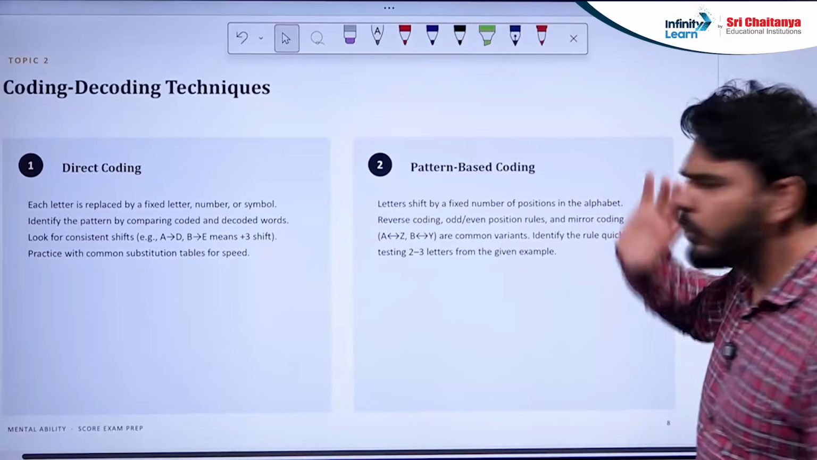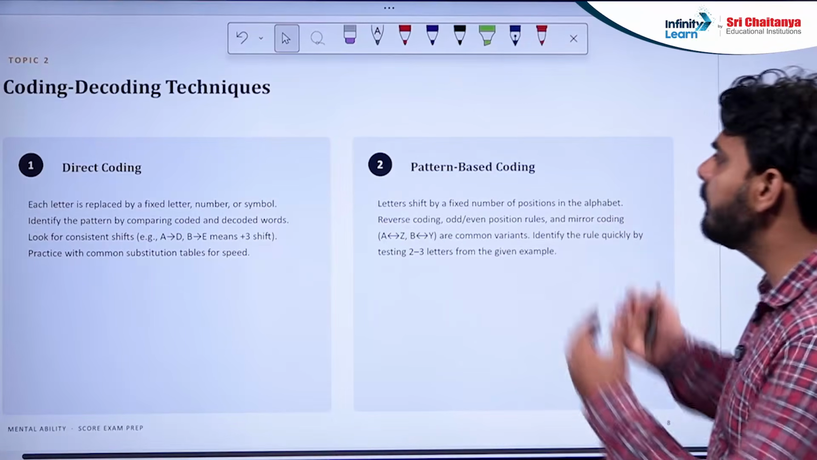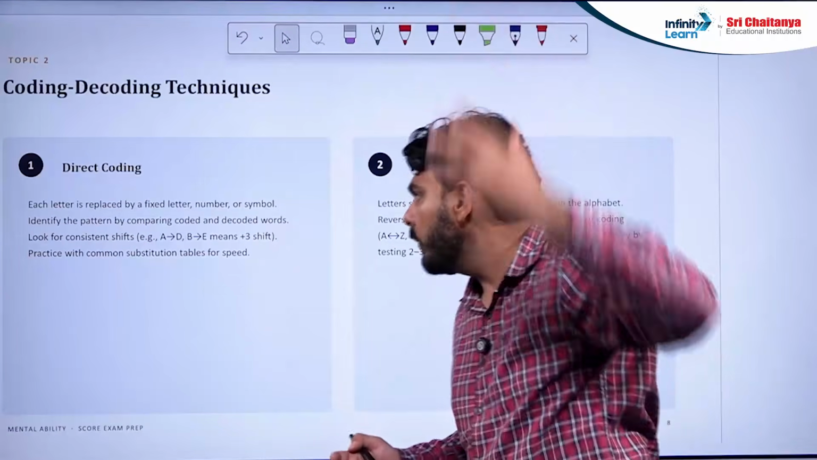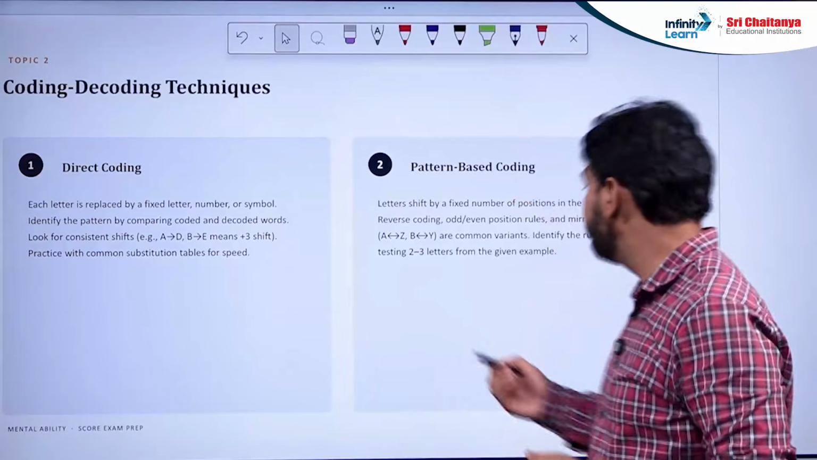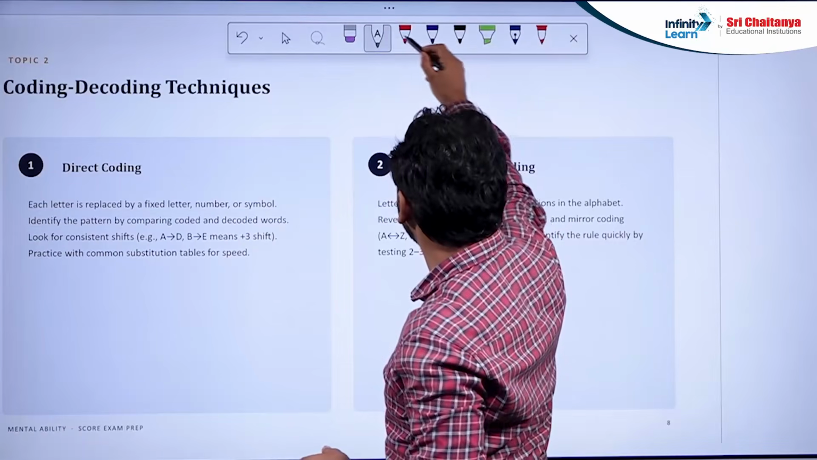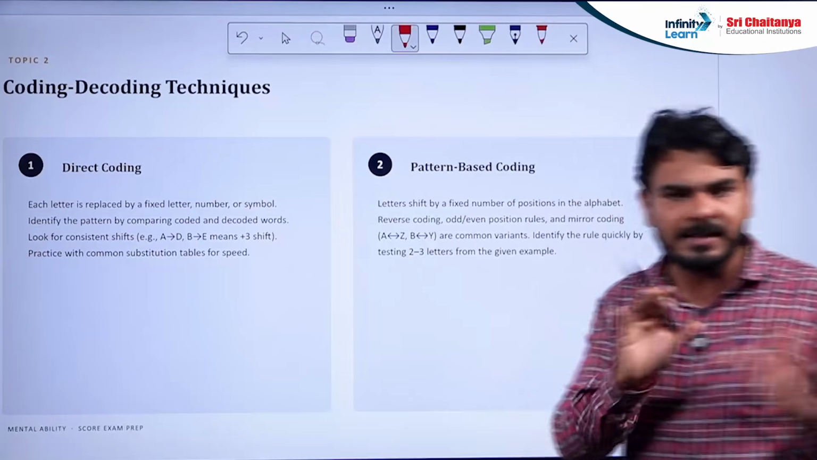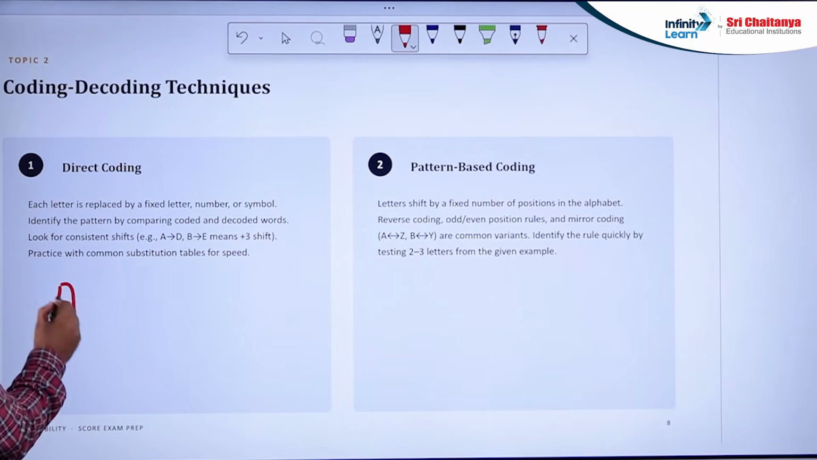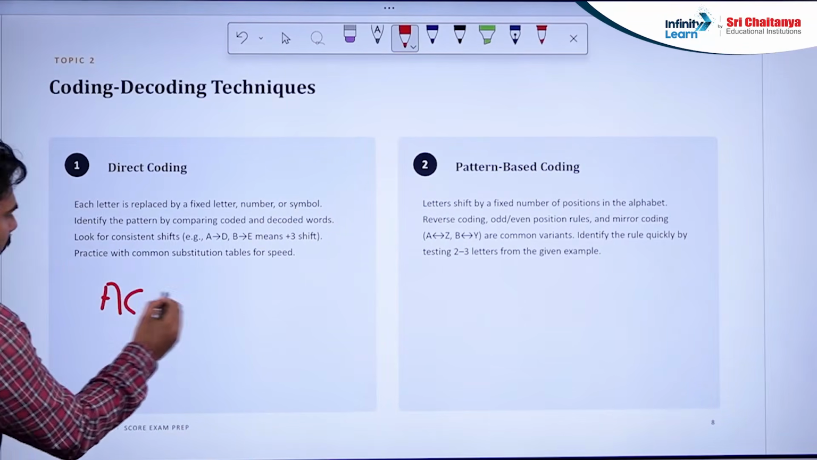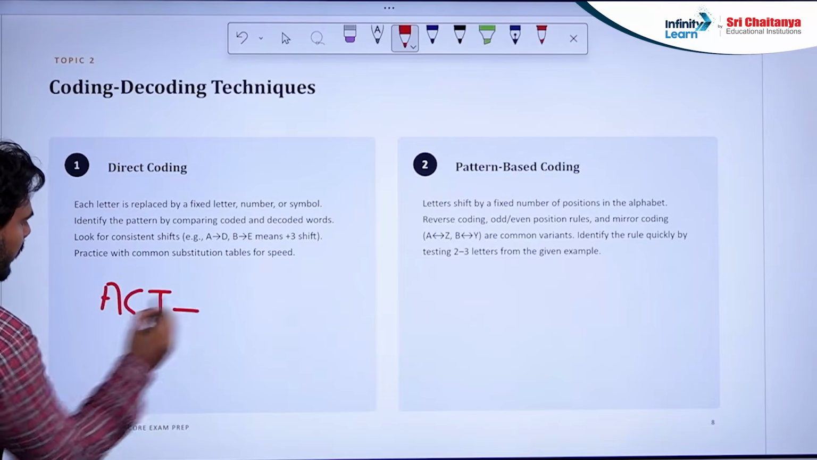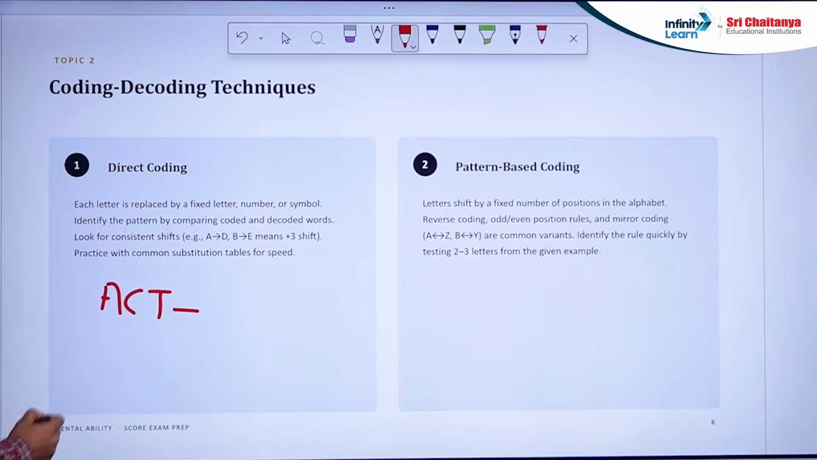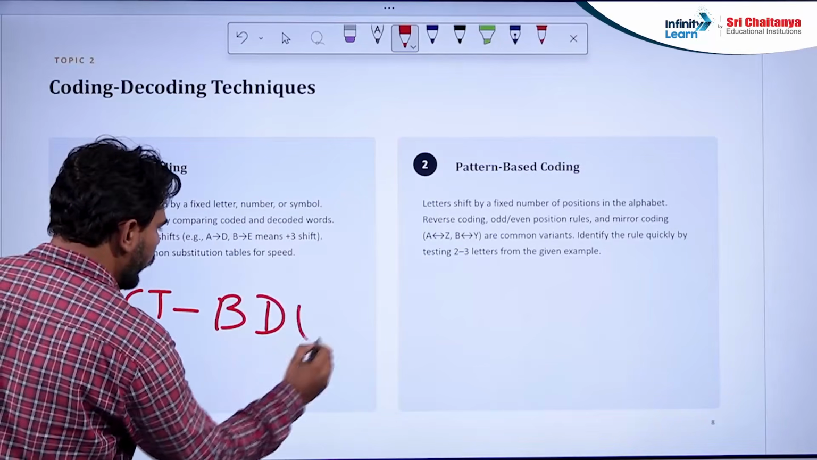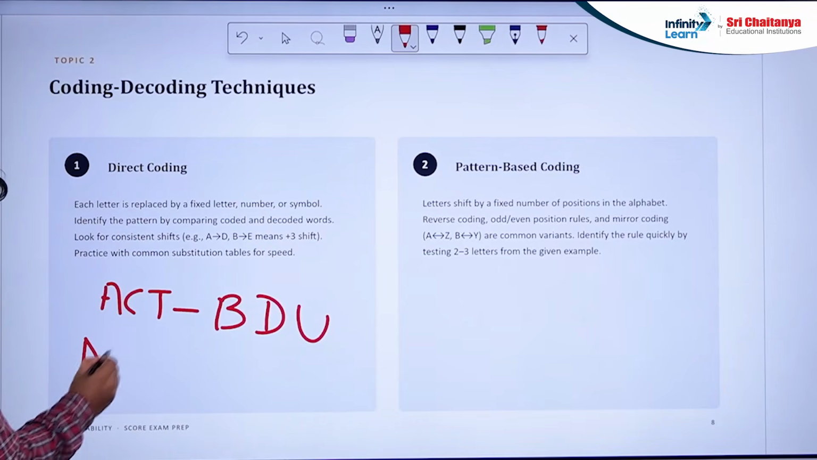The next slide is about coding decoding techniques that I have already mentioned. There will be direct coding and pattern-based coding. Direct coding will be like this. I will give you some examples also. Suppose you are given that the coding of ACT is BDU, and you have to find the coding of MAN.